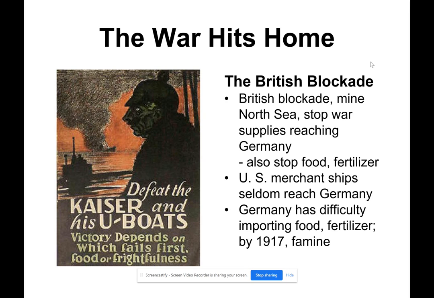If you look again at the cartoon, it's really kind of just highlighting undesirable features on the face, making the person look scary. We're going to see that U.S. merchant ships seldom reach Germany, and that they do have difficulty importing food, and that they are going to see a famine.